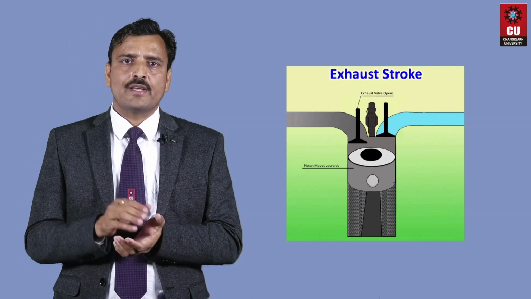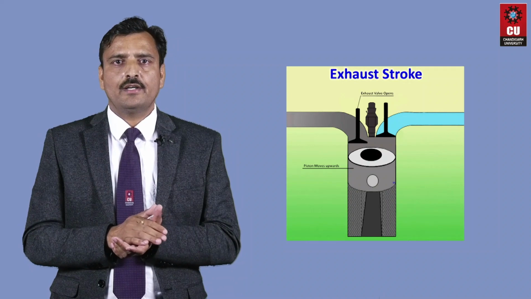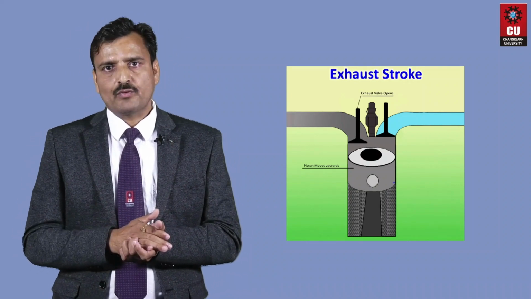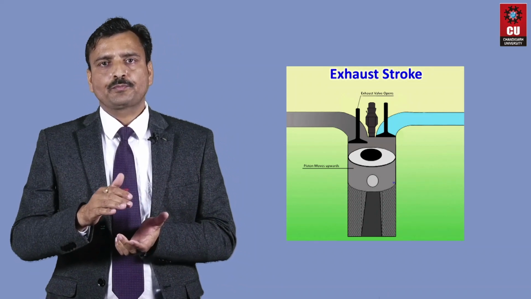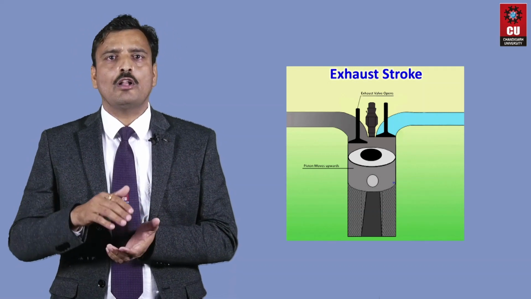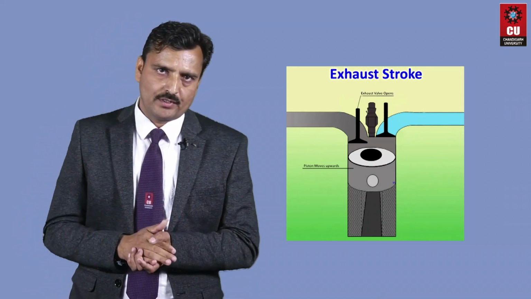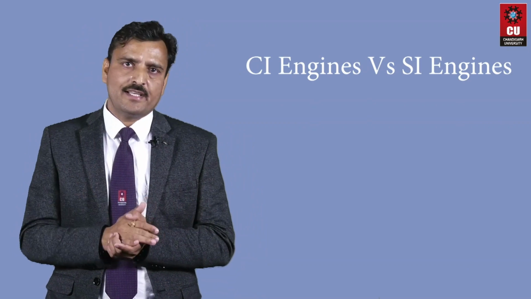The exhaust stroke clears the cylinder and prepares it for the next ignition cycle. The exhaust valve opens, the piston moves from bottom dead center to the top dead center, and the piston pushes all the products of combustion through the exhaust valve to the atmosphere. Now it is quite easy to differentiate the compression ignition and the spark ignition engines.